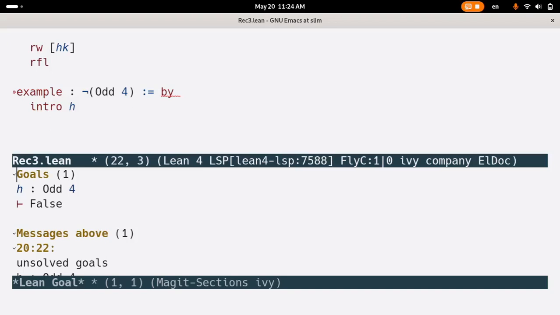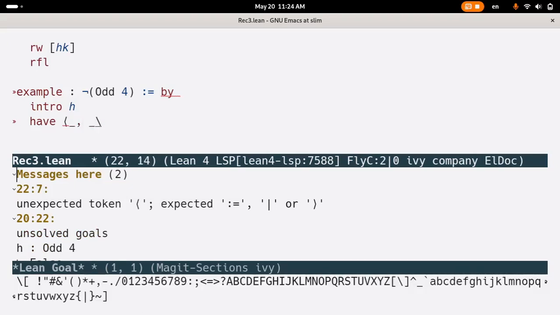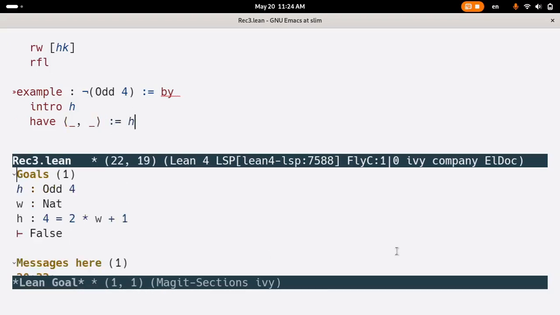Since the definition of odd is via an existential, we can split this H into a witness and a proof that the proposition holds for this witness. So the witness here is called W, and the hypothesis for the witness is that 4 is equal to 2 times W plus 1.